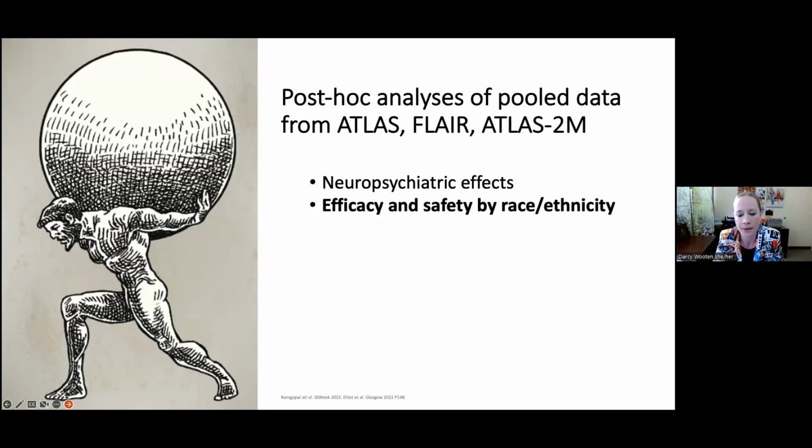And then the second abstract that was presented at Glasgow. The second abstract that I wanted to present was a post hoc analysis looking at efficacy and safety of cabotegravir/rilpivirine by race and ethnicity. And this was an abstract presented at IDWeek.